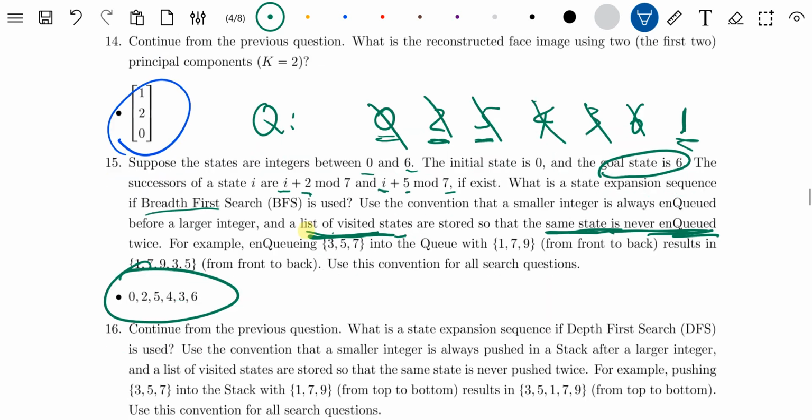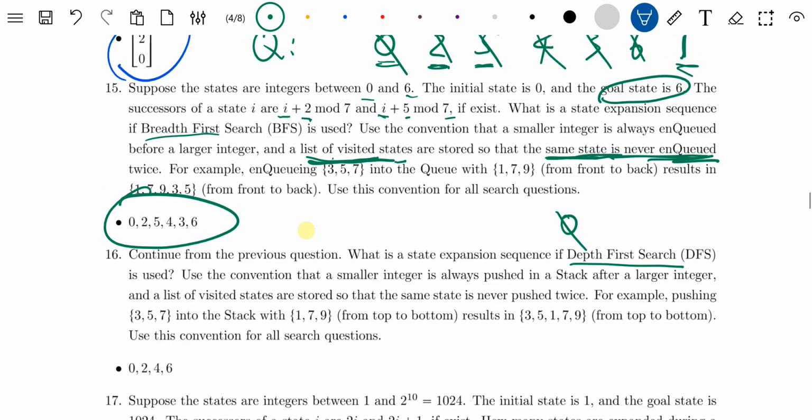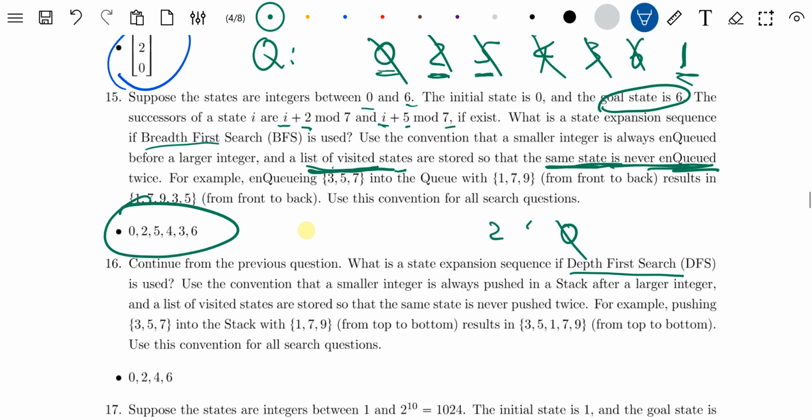Yes. So we repeat the same thing for DFS. So we are adding to the front, and we're pushing to the front, and we're popping from the front too. So start with 0, pop 0, and what are the successors? 2 and 5.